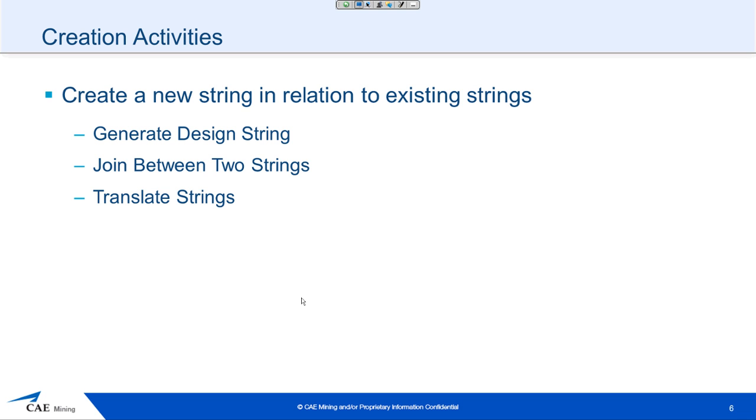The other option is to translate strings. So whether you've already generated a design string or you've manually created a design string, the translate strings can either move an existing string or create a new version of that string and maybe give it a different design type.